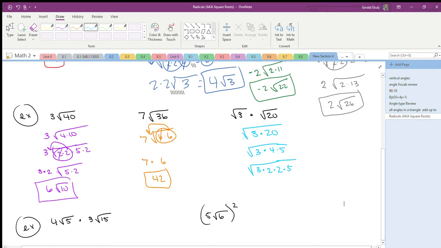So I'm going to circle the pair. One of those 2's goes away, the other one comes out. So I have 2 times the square root of 3 times 5. 3 times 5, whoops. 3 times 5 is 15.